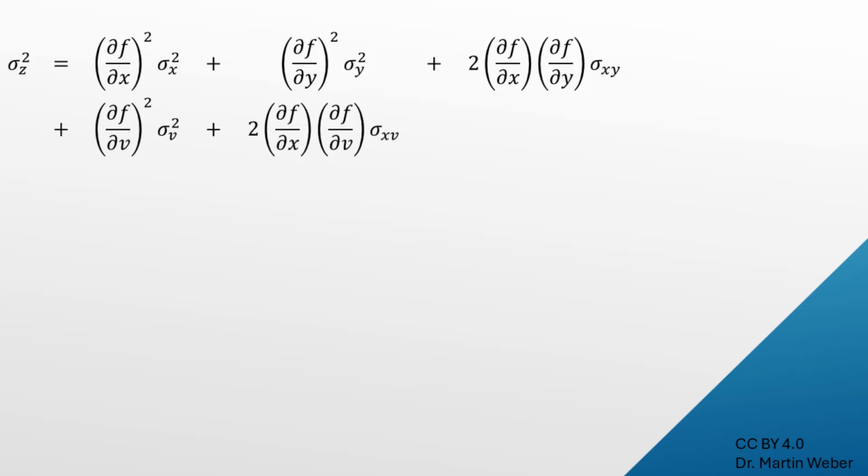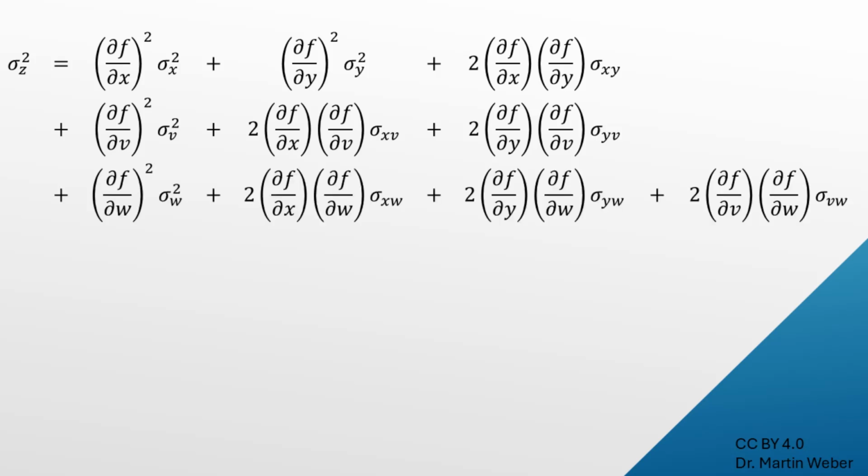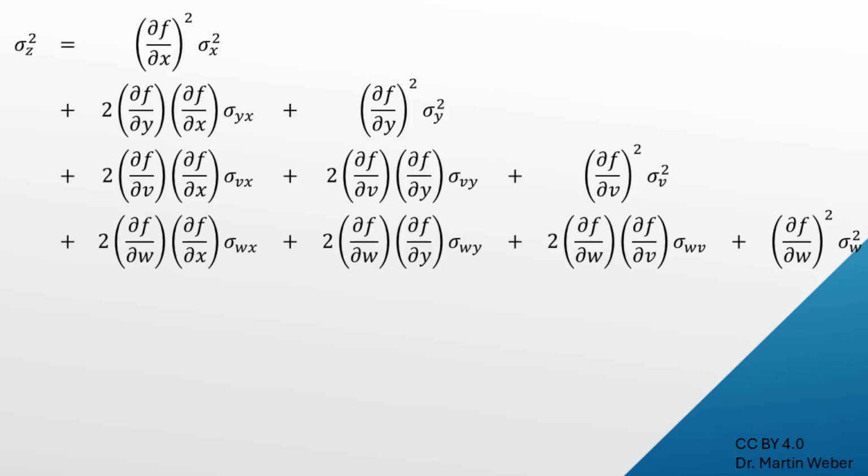Further terms are included to consider the correlation between the first variable and the added variable, and between the second variable and the new variable. As you can see, the additional terms will rapidly grow with each added variable. Let's first rearrange the terms.